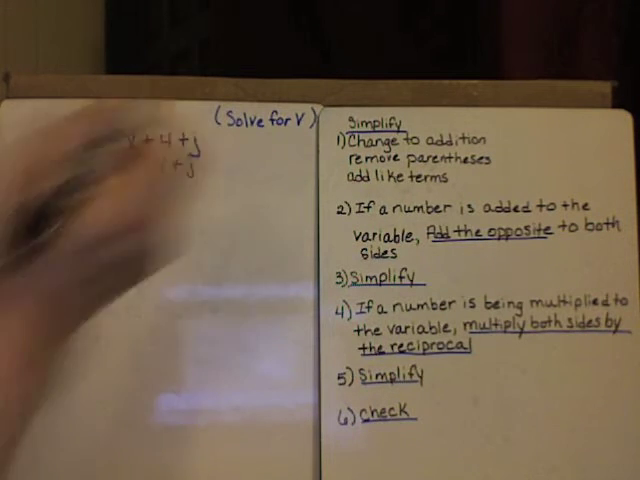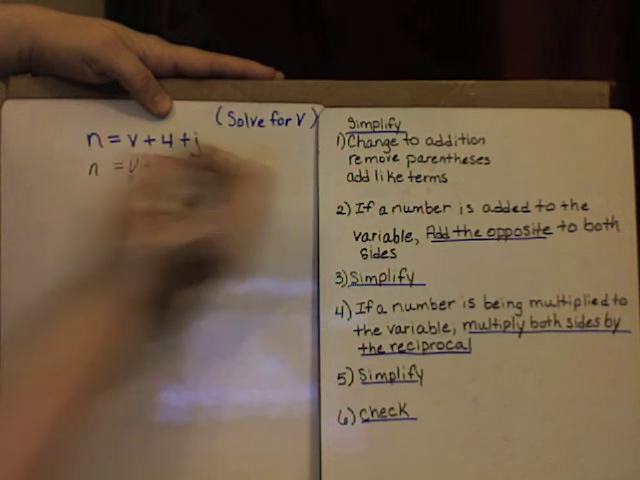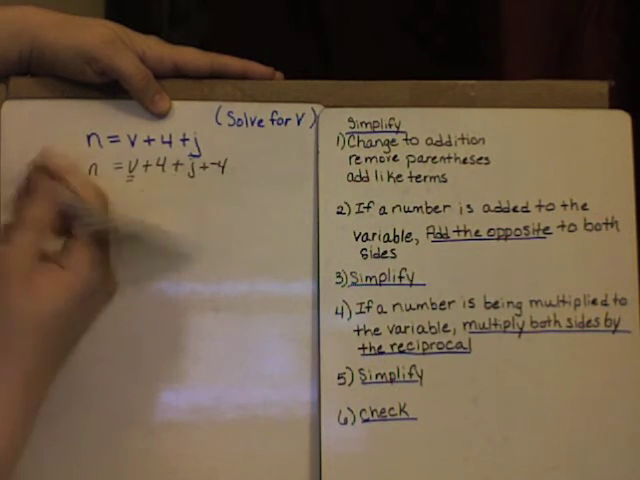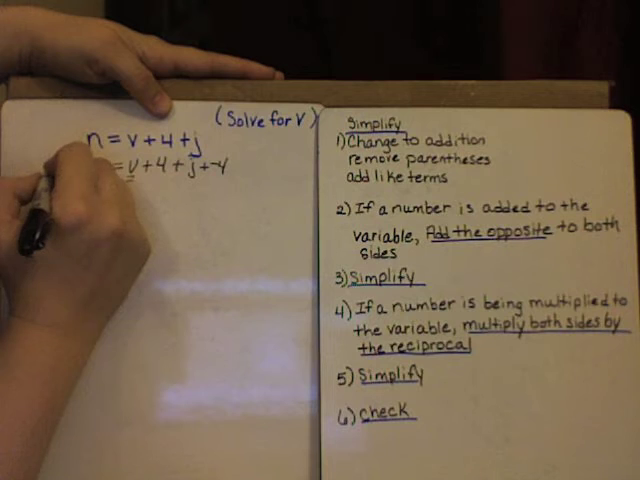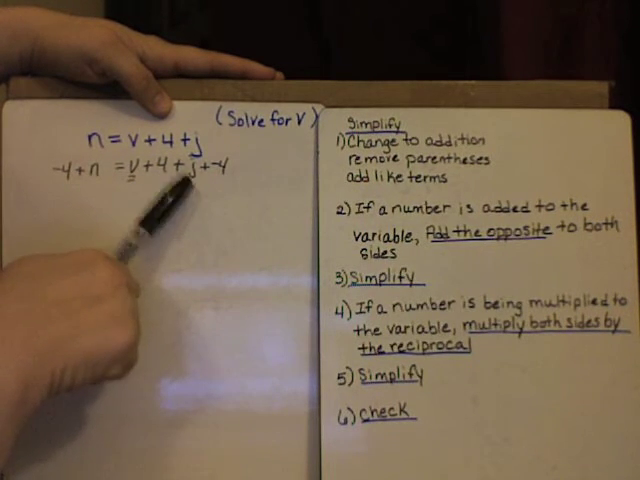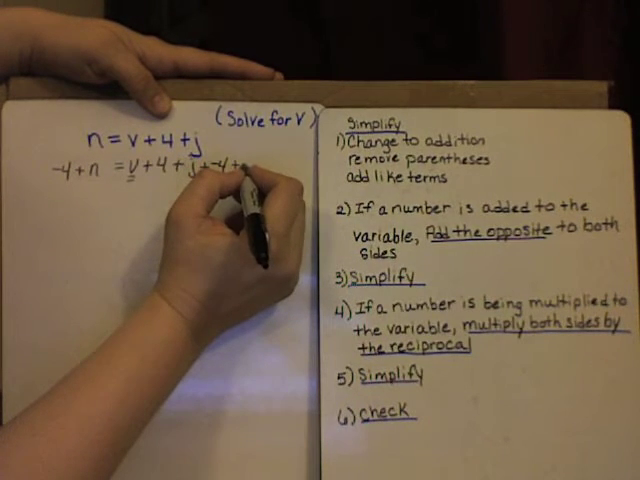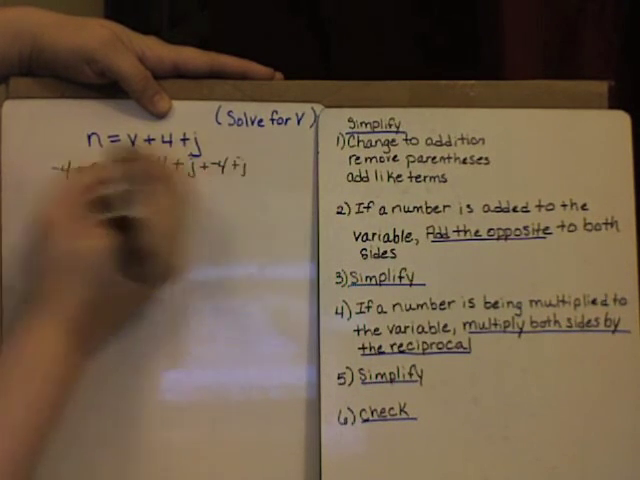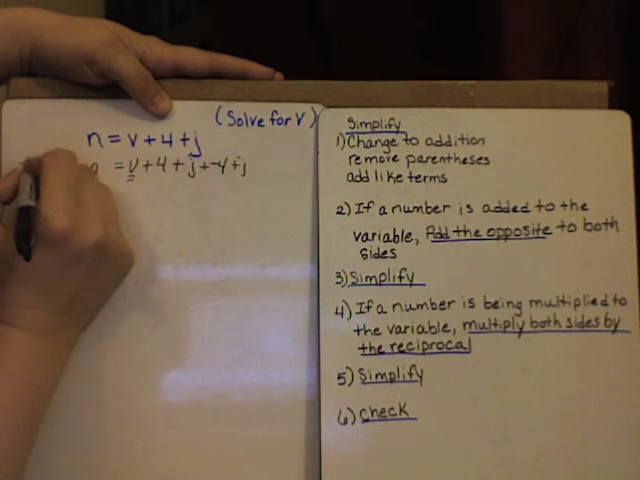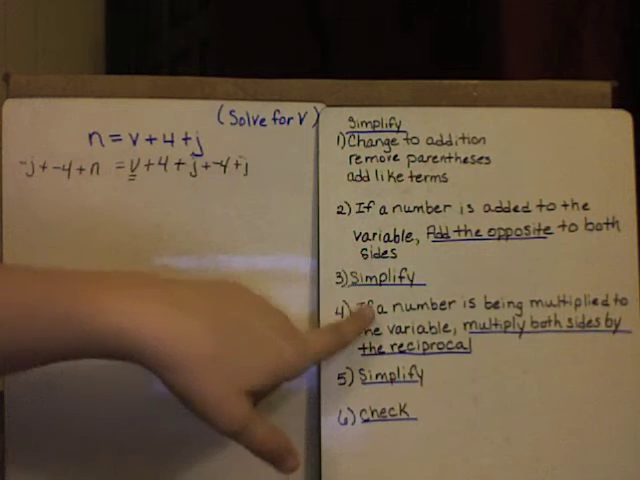So to get rid of 4, we add a -4. If we add -4 to the right side of the equation, we have to add a -4 to the left side of the equation. Now we also have j being added to the variable, so we have to add the opposite of j to both sides. Now the next step is to simplify.